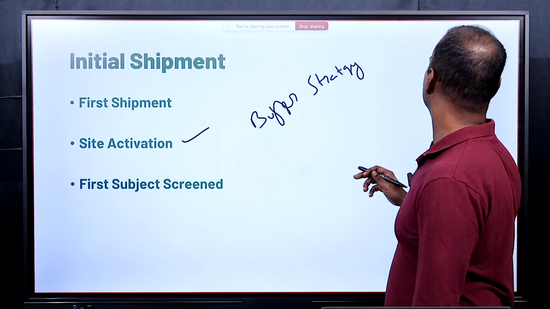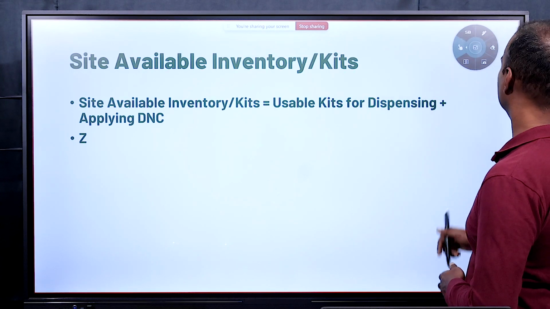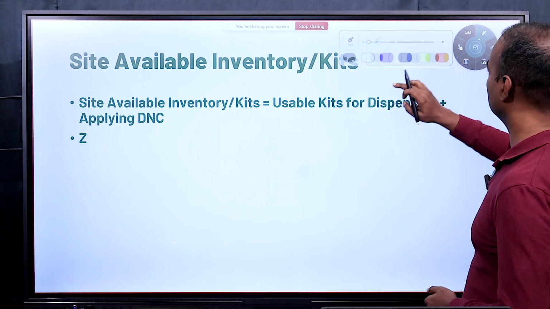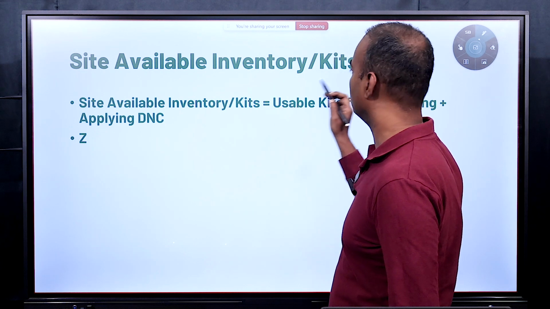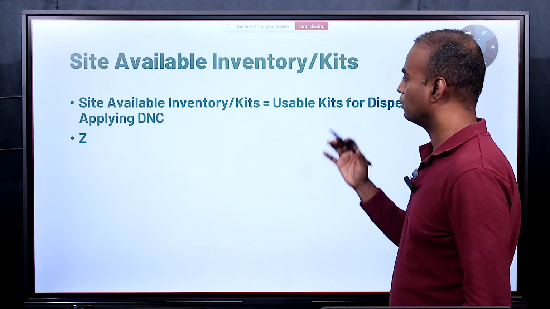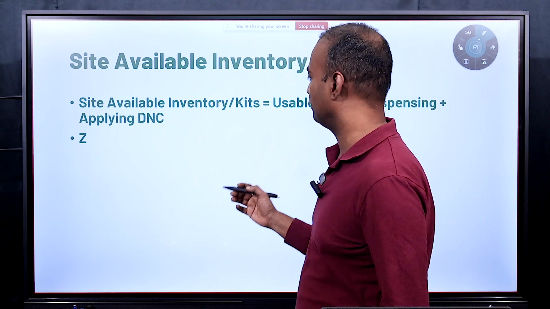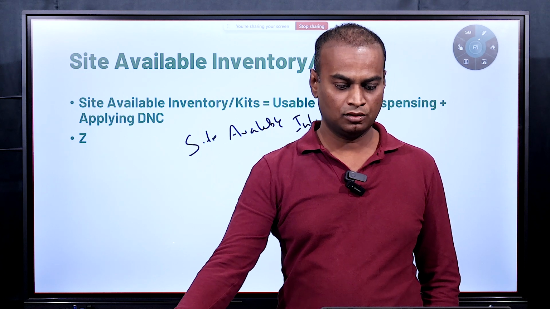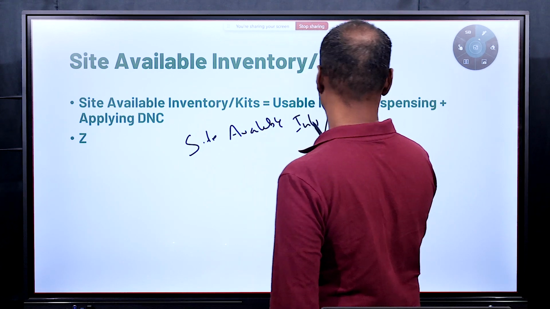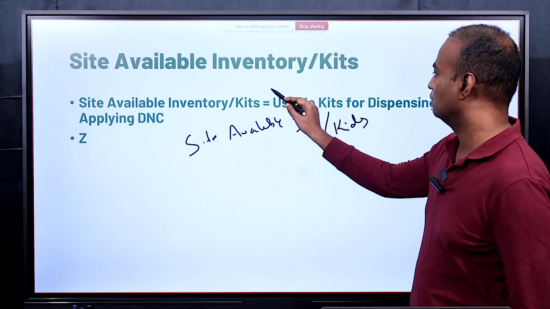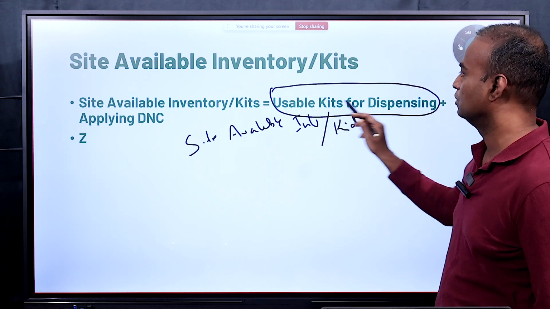Okay, so we will go to the next topic. The important thing you have to understand before we go on to the supplies is: what is site available inventory or kits? If you understand this, you can understand the rest of the things. First one is site available inventory. To understand this concept, first we have to understand what is a usable kit for dispensing. See, usable kit for dispensing: when can you use a particular kit for dispensing? If you understand this, you will understand this.